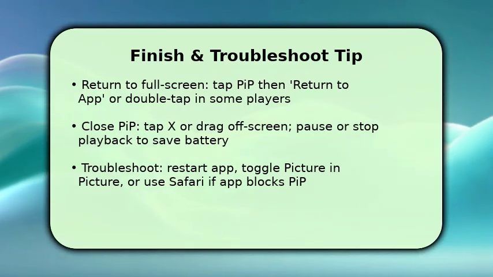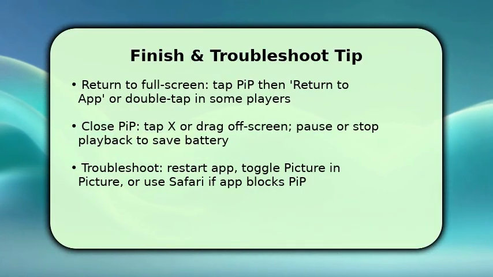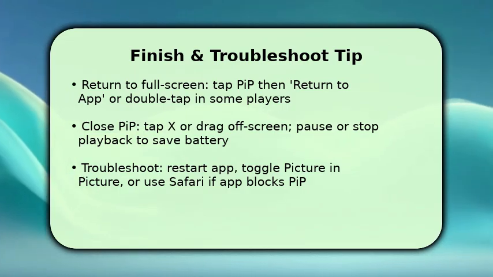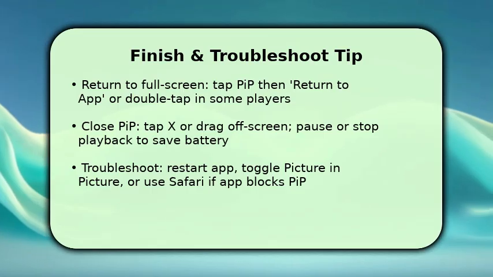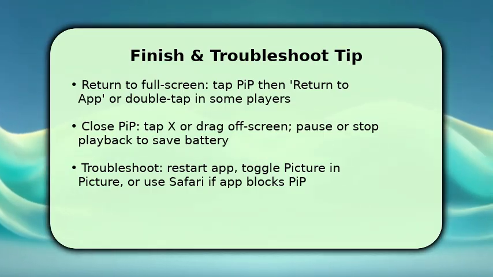If PiP fails, restart the YouTube app, toggle Picture-in-Picture off and on in Settings, or open the same video in Safari. Often Safari allows PiP when the app blocks it. If problems persist, reboot your iPhone. That clears permissions and background glitches quickly.